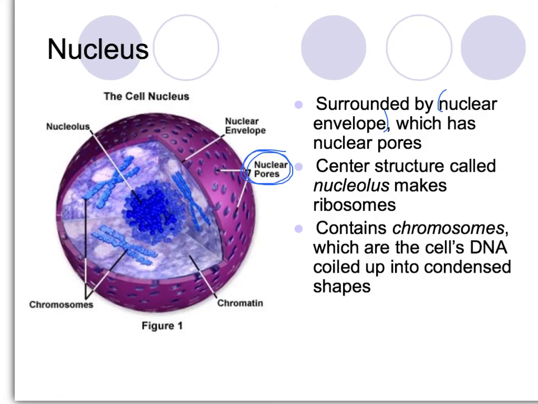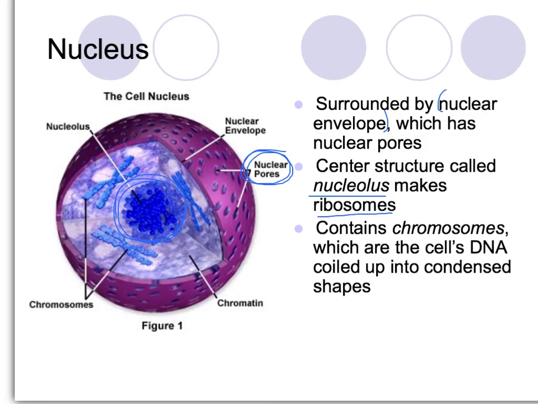It also has at the very center, the very core here, something called the nucleolus. And that's where those ribosomes are made. Remember those little specks or those little dots that make protein? They are made in the nucleus, and when they're made, they have to travel out of the holes so they can go to the rest of the cell.